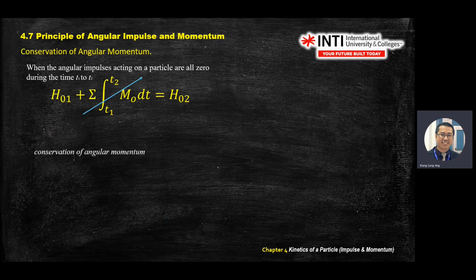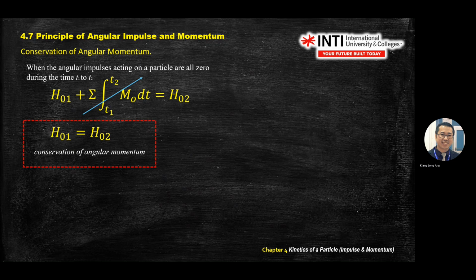Okay, the rest you read, and then same, you come with the conservation of angular momentum. You cancel the impulse, you'll get H1 before equal to H2, which is you conserve your angular momentum. Again, what is H? Distance cross your momentum, r cross mv.